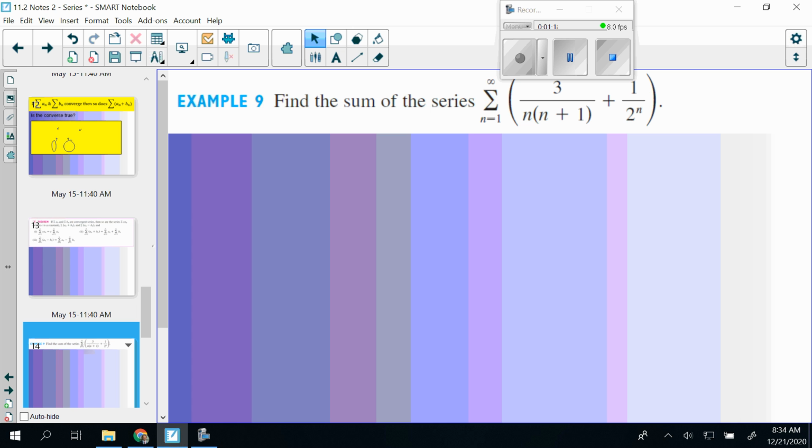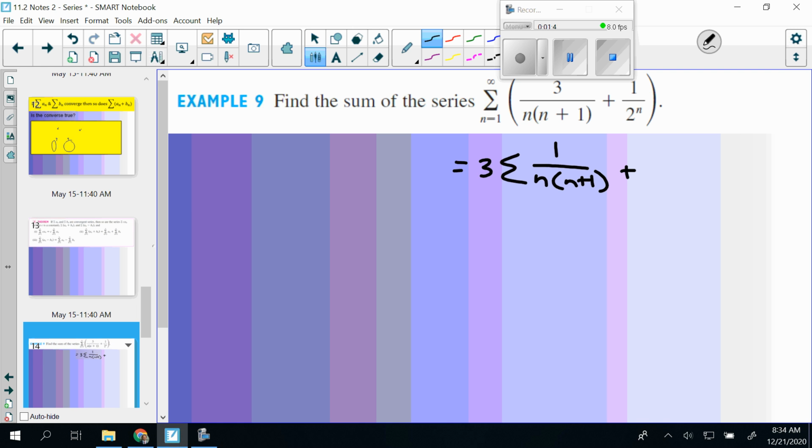Let's look at an example here of this one. We want to find what is the sum of this series. First off, one thing we can do is there are some constants in this one. So let's rewrite this. That first series, I'm going to write as 3 times the series of 1 over n plus 1, plus, and over here we've got the series of, and I'm going to write this one a different way. We could write it as (1/2)^n, because 1 to the n is always going to be 1.